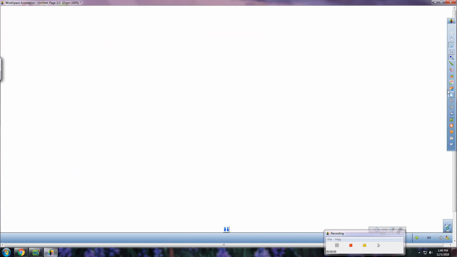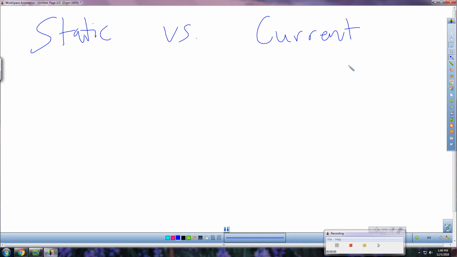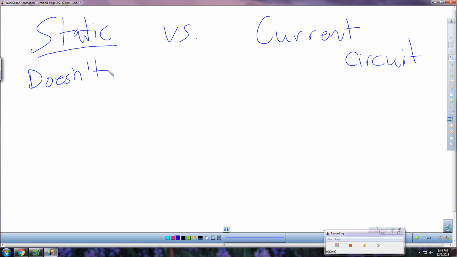Next thing we really need to understand is the difference between static versus current. And I'm also going to add in the word circuit, finally, electricity. If something is static, it is not moving. And static electricity really is that. It doesn't really move. The only time it moves is when it actually discharges. And it's the buildup of electrons.